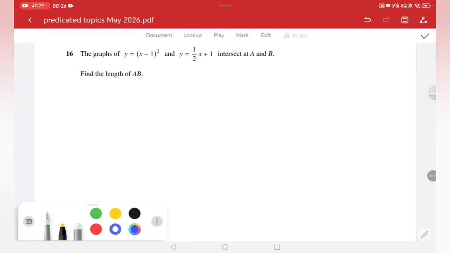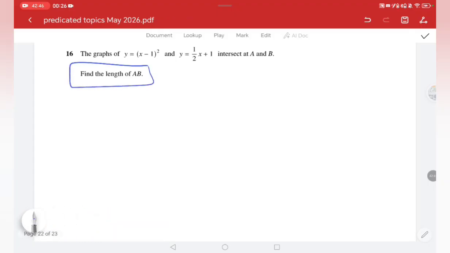For the last part, I think we have two more questions, this one and the next one, and both of them are talking about the same idea. It's about having two graphs and needing to find the intersection points. Take care, in this question they didn't ask you to find only the intersection points, but also the length. So after finding the intersection points, you have to find the length. Let's see. We have y equals this one and y equals this one, so I can substitute: x minus 1 squared equals 1/2 x plus 1.